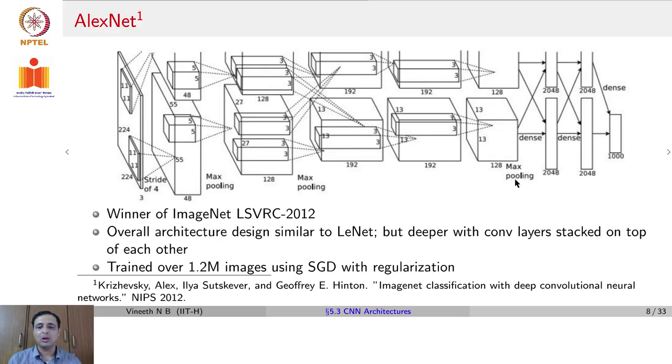But this was the overall architecture that won the ILSVRC in 2012. It had design principles similar to LeNet, but also had many features which were different, and it was also deeper than LeNet, and there were also a few other important improvements which we'll talk about. It was trained over 1.2 million images using SGD with regularization.